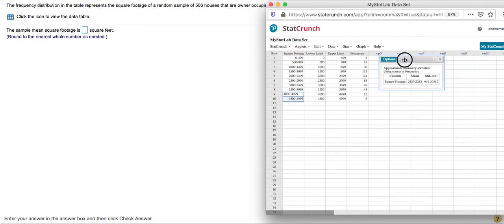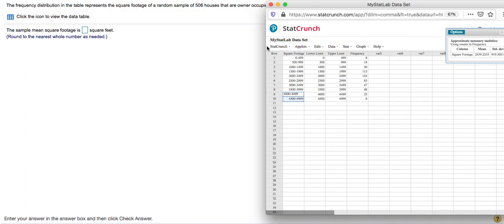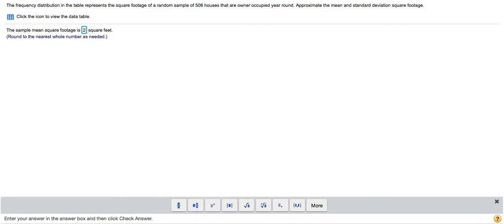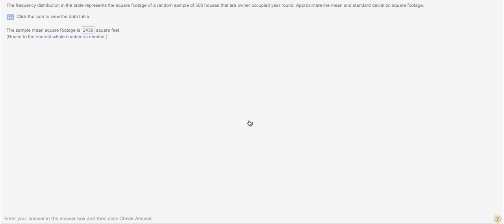Okay, here are my values. And I want to round those to the nearest whole number. So that means, since this is a 2, that 9 is just going to stay a 9. So I'll put that over here. This is going to be 2439. Check my answer, and that's correct.